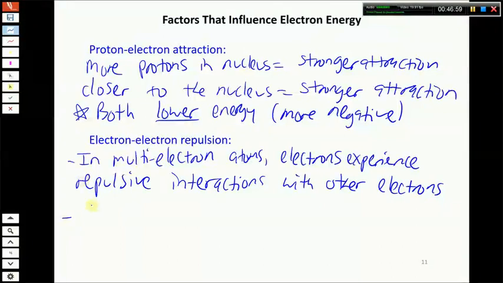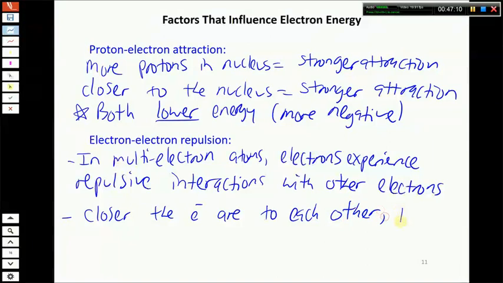Alright, so the closer the electrons are to each other, the higher the energy contribution from electron-electron repulsion. Alright, so you kind of have two competing effects. You have proton-electron attraction lowers the energy, electron-electron repulsion raises the energy, and you try to find the balancing point where you get to the absolute minimum of those two terms combined together.